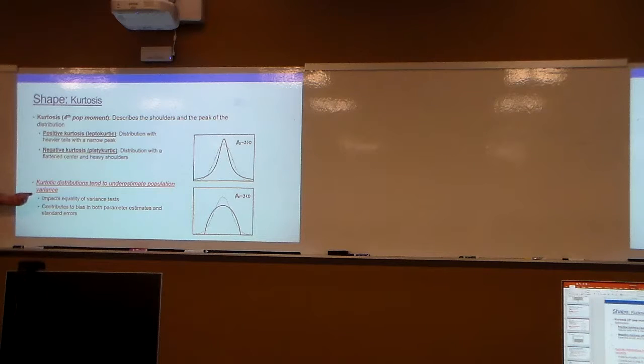So it impacts our quality of variance tests, and contributes to some biases in parameter estimates and standard errors, depending on what type of analyses we're doing. Now when we get into bigger samples, we become less and less worried about some of this, but it's something we need to be careful about and thinking about. Questions about skew and kurtosis?